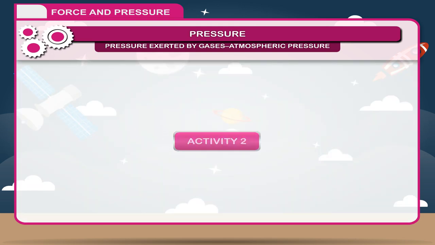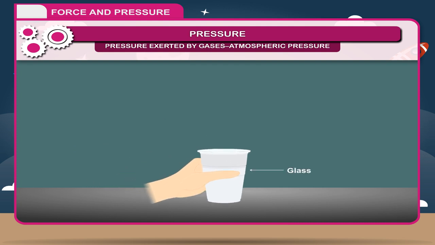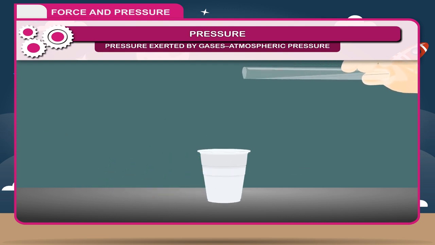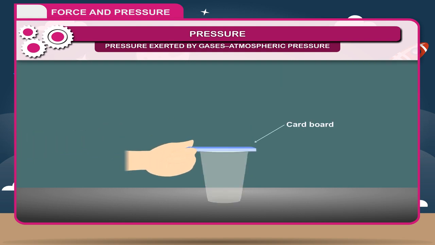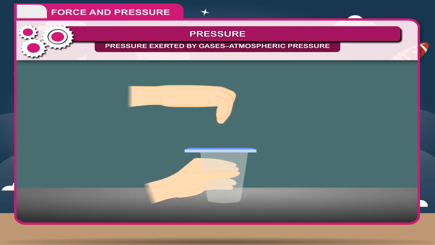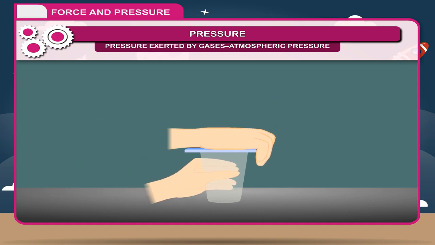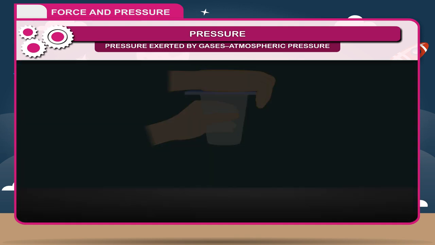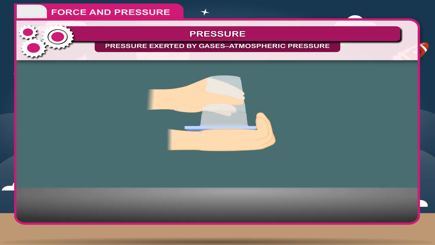Activity 2. To show air exerts pressure. Take a glass tumbler and fill it with water. Now place a cardboard on the tumbler and press it on the mouth of the tumbler so that there is no air left inside the tumbler. Hold the tumbler in the hand and invert it upside down as shown in figure.